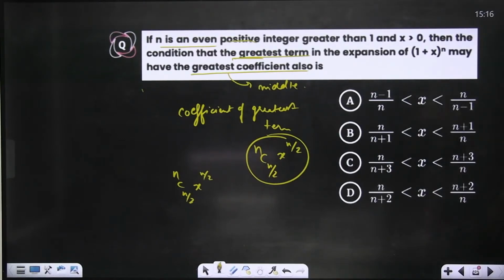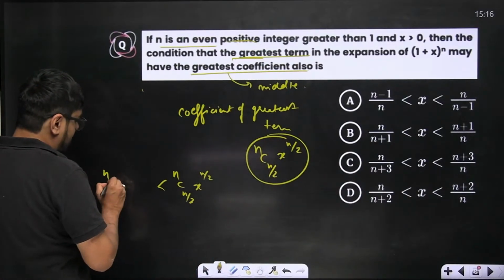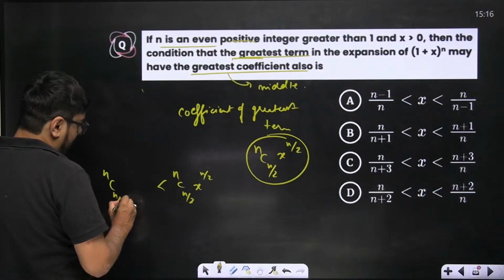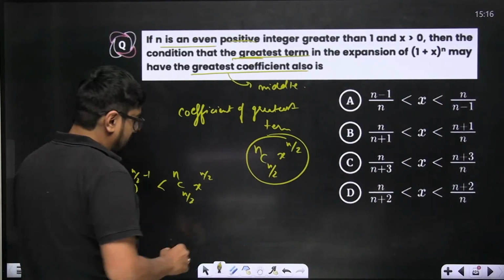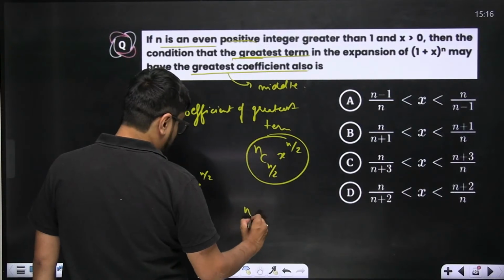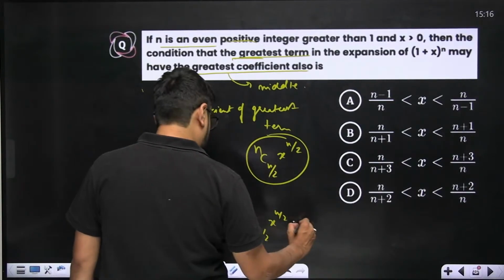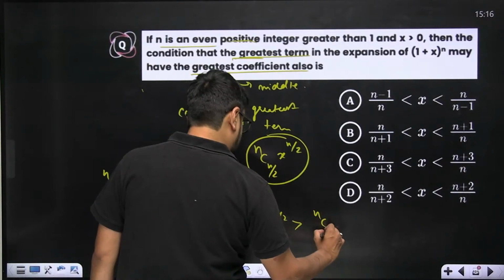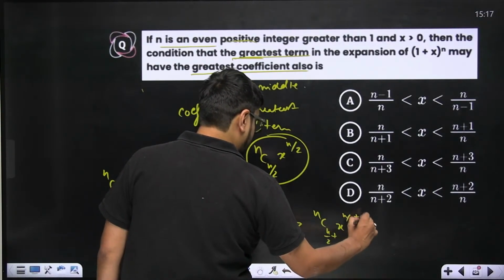This will be your greatest term. This should be greater than the previous term, that means nC(n/2 - 1) x^(n/2 - 1). And this nC(n/2) x^(n/2) should also be greater than the next term, which is nC(n/2 + 1) x^(n/2 + 1).